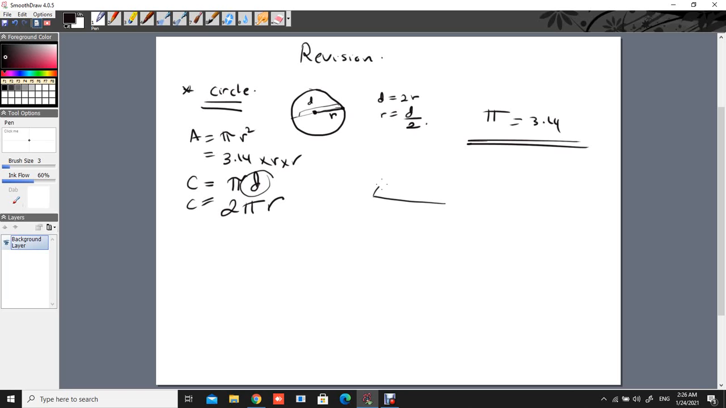Now this is a semicircle. If you want to find the area of the semicircle, you can find the full area, then divide it by 2.